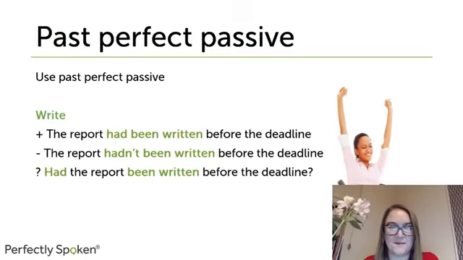Okay, how did you find that? Are you ready to check your answers? Let's see the last one. Okay, so your positive sentence: the report had been written before the deadline. Negative: the report hadn't been written before the deadline. And your question: had the report been written before the deadline? Really well done if you got those correct. Well done.